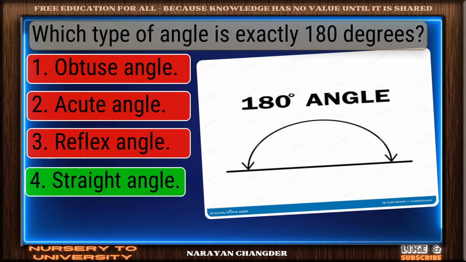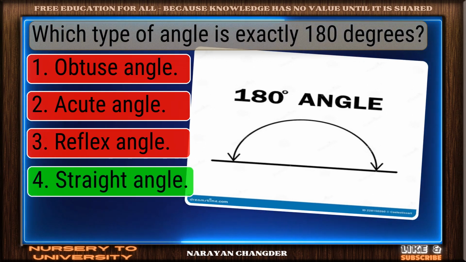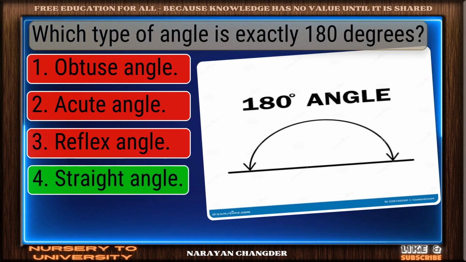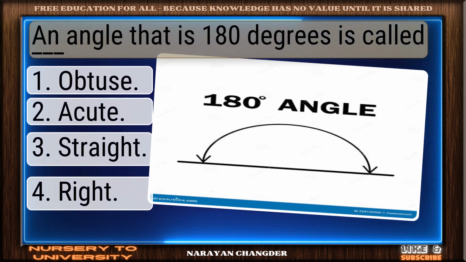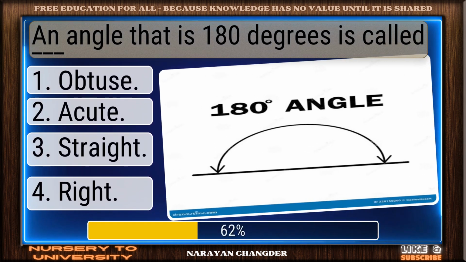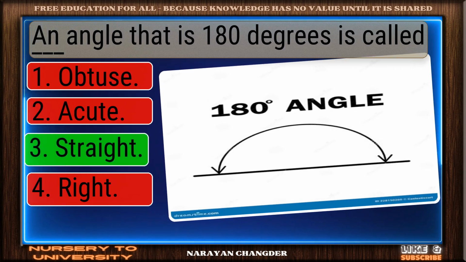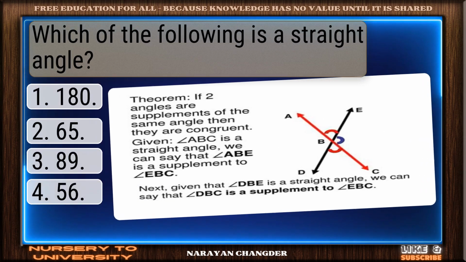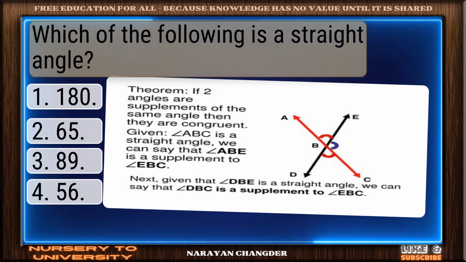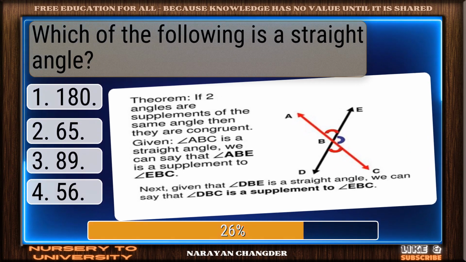Clear logic. Your choice, straight angle, is sound and 100% true. Question number 214. An angle that is 180 degrees is called dash. Smart move. Straight is an accurate answer. Question number 215. Which of the following is a straight angle?